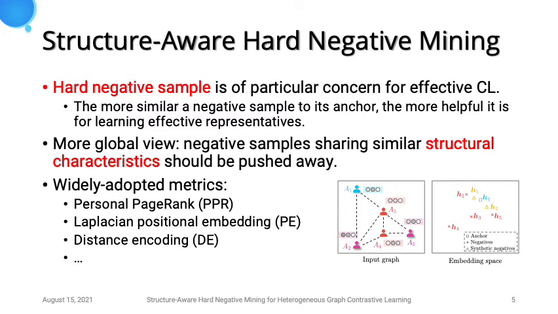In particular, we first compute structure embeddings using three widely used metrics, such as personalized PageRank and Laplacian position embeddings. Then we upweight these structurally hard negatives by interpolating to synthesize more negative samples. In this way, hard negative samples sharing similar structural characteristics will be further pushed away.